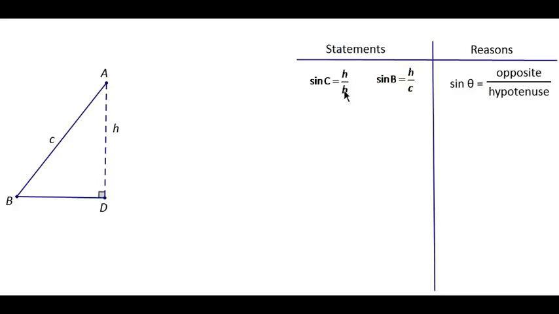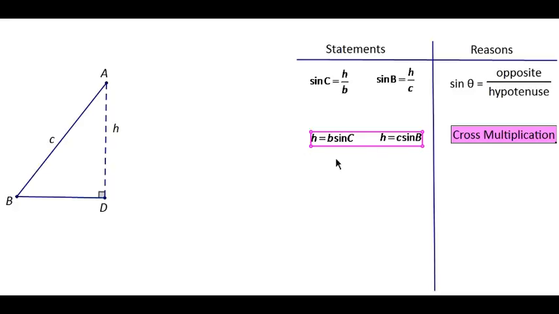Next, if we bring this B over, multiply it by sine C, in other words, kind of like cross multiplication, we will have H equals B sine C. Likewise, we can do the same thing here, H equals C sine B. So we've got that by a bit of cross multiplication.